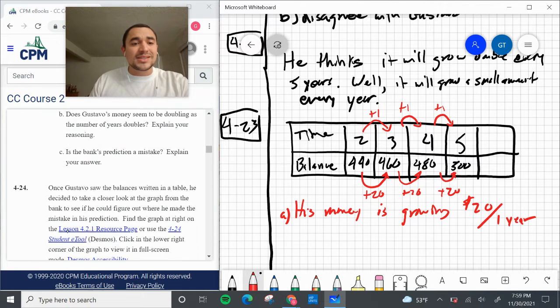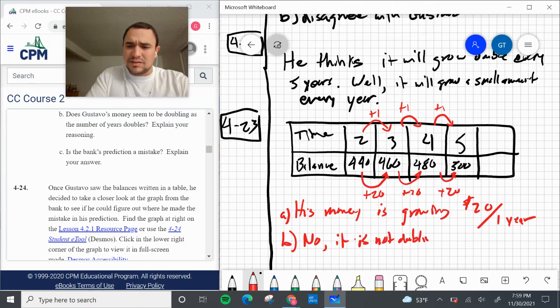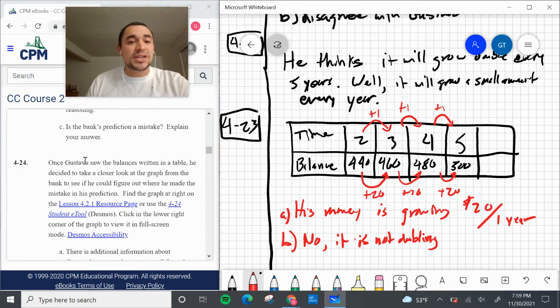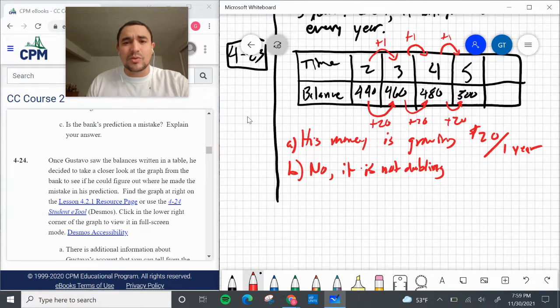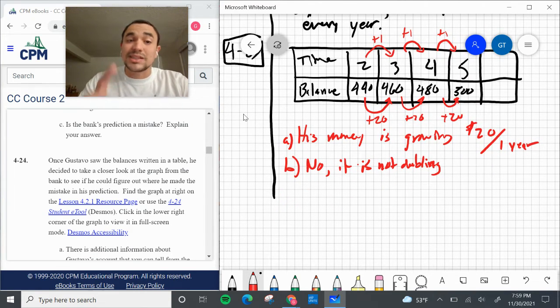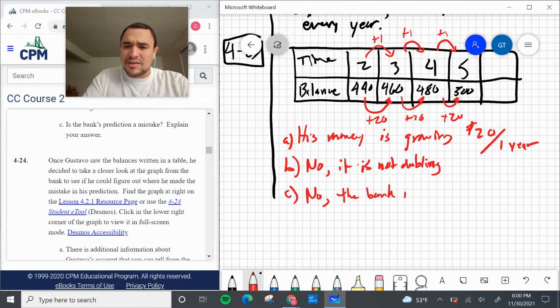For B, does Gustavo's money seem to be doubling as he figured? And the answer is no. It is not doubling. My writing is terrible with this thing. Is the bank's prediction a mistake? Explain your answer. Well, I'll tell you this right now. Banks don't make mistakes. And if they do, they're in their favor. So we're going to go ahead and say, no, the bank is only giving $20.